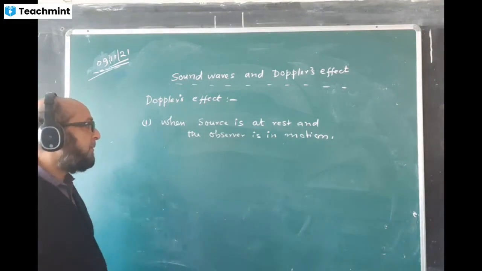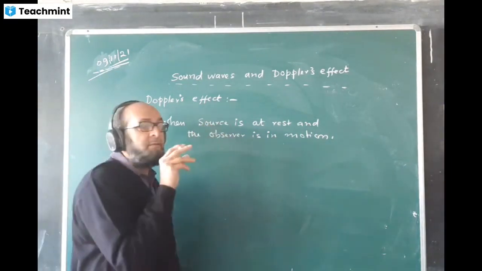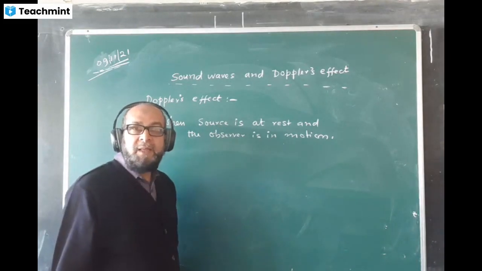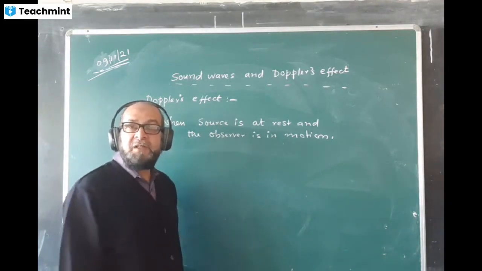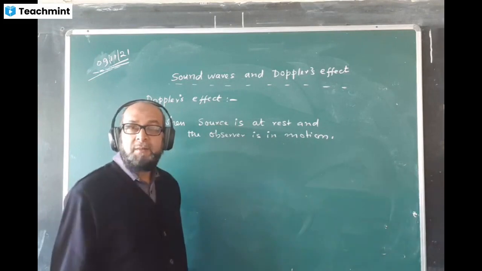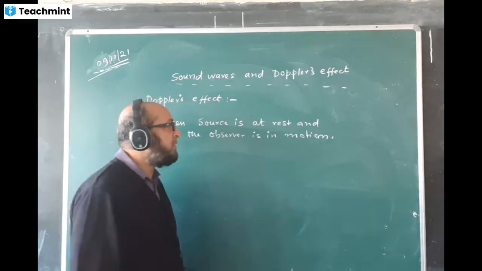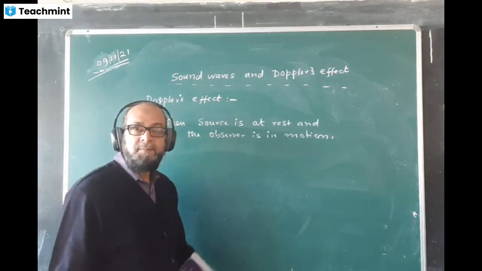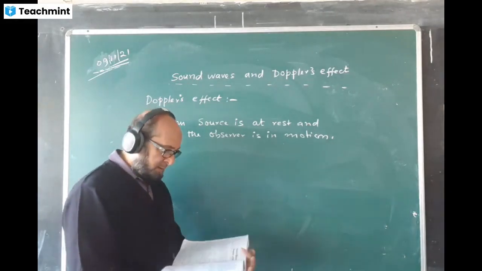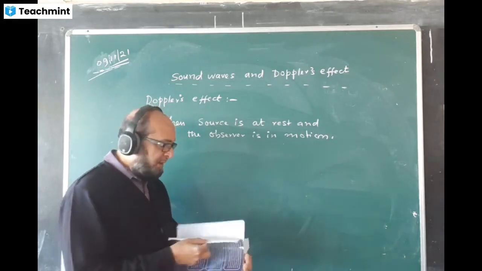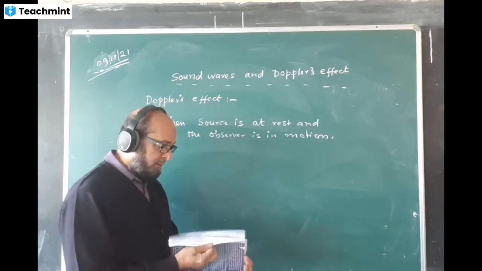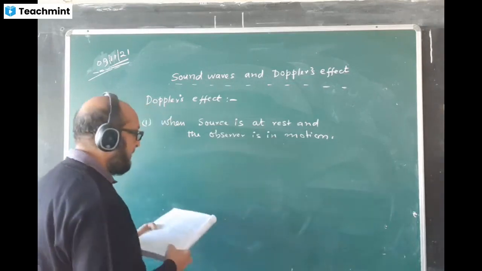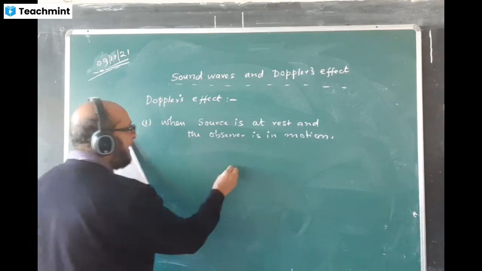Whenever source is at rest, source is emitting the sound. So, source is emitting waves. Waves will have wavelength. That wavelength will not change. Only the frequency of the sound will change. So, we can consider that the source is at rest, observer is moving away. So we can just show the diagram here like this.